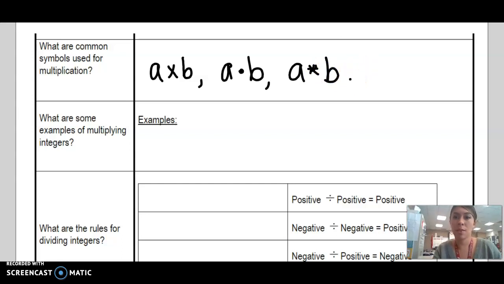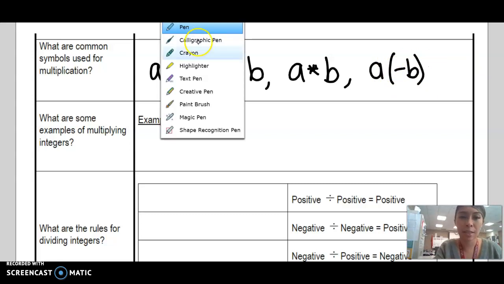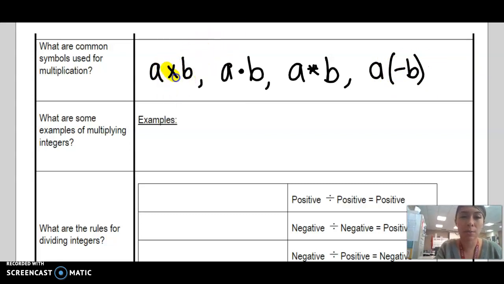And the last one is parentheses. So let's say you have A multiplied to a negative B. That is also another way. So I'm going to highlight that so that way you can see the common symbols. So X, a dot, a star, or parentheses are 4 different ways you will see multiplication.